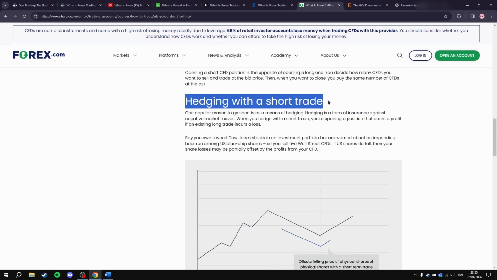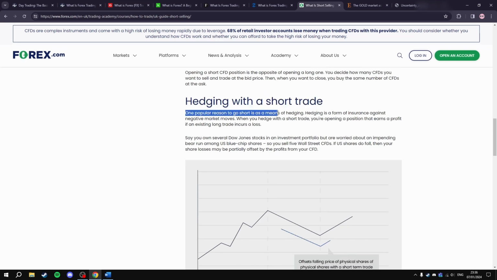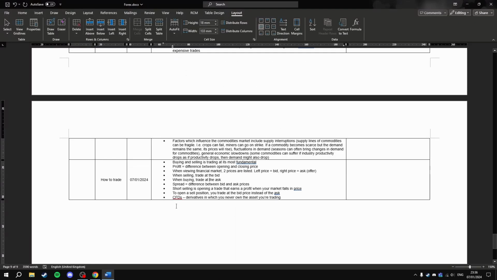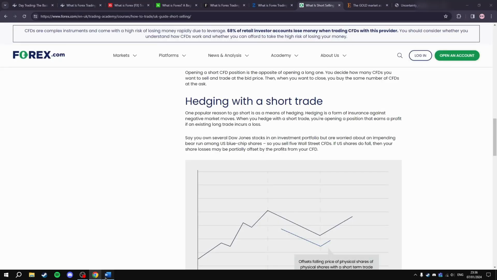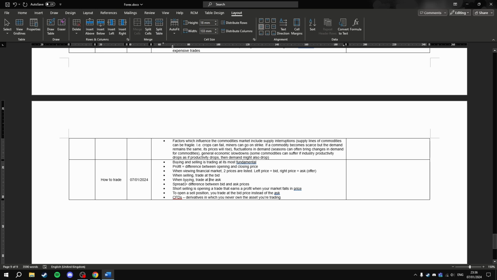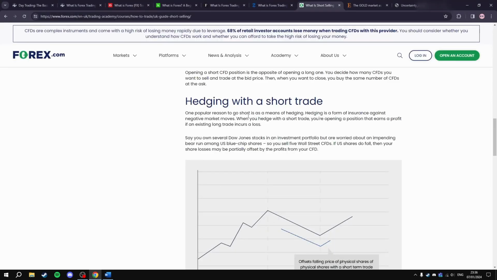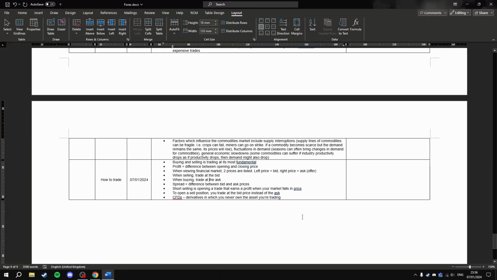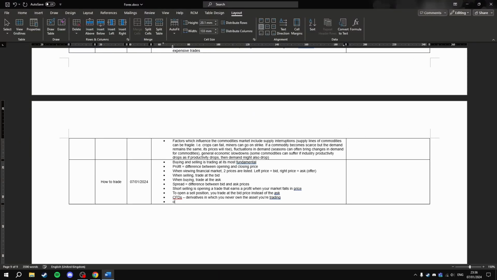Hedging with a short trade. One popular reason to go short is as a means of hedging. Short: the open trade that earns a profit when your market falls in price.